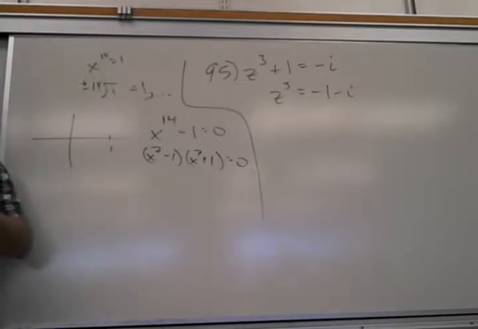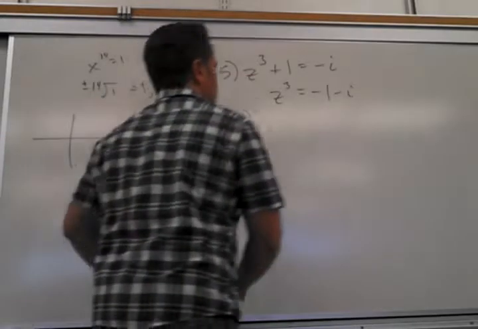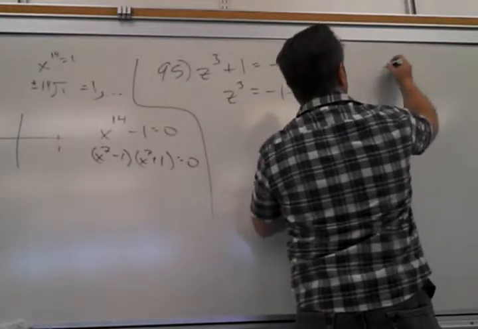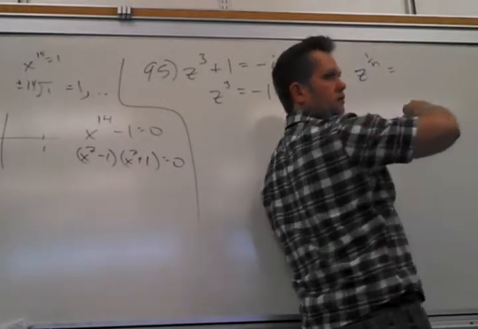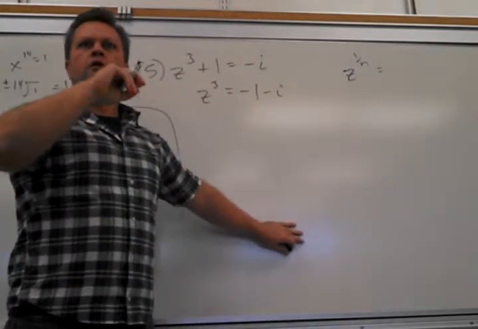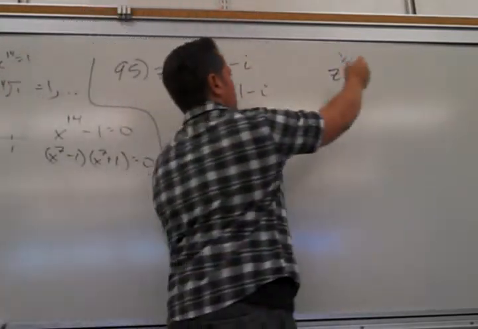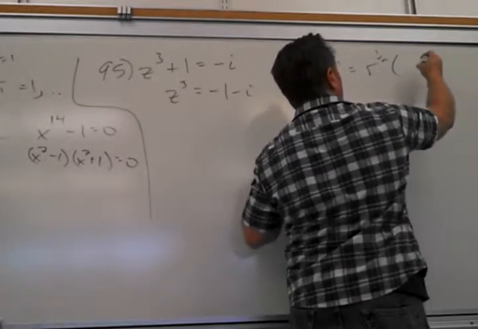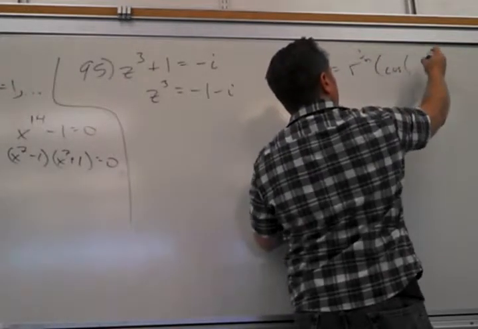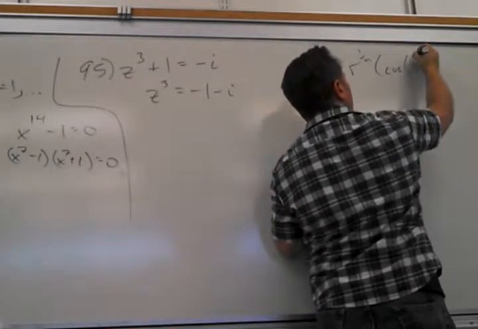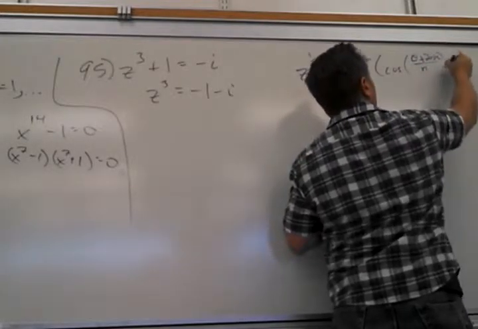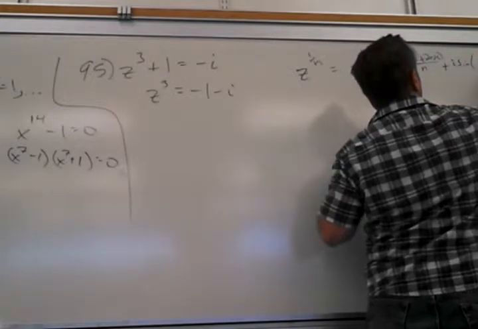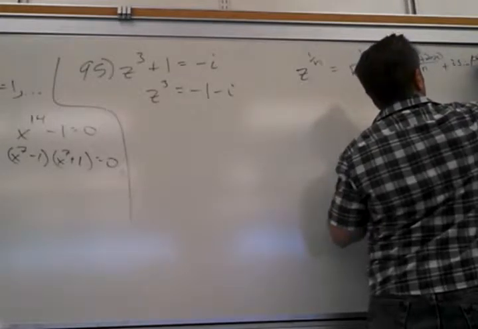You say relatively. How? Well, because what is the process? I mean, what's z to the 1 over n? Oh, r to the 1 over n. I love it. R to the 1 over n, cosine of theta over n, plus 2 pi k over n, plus i sine of theta over n plus 2 pi k over n.